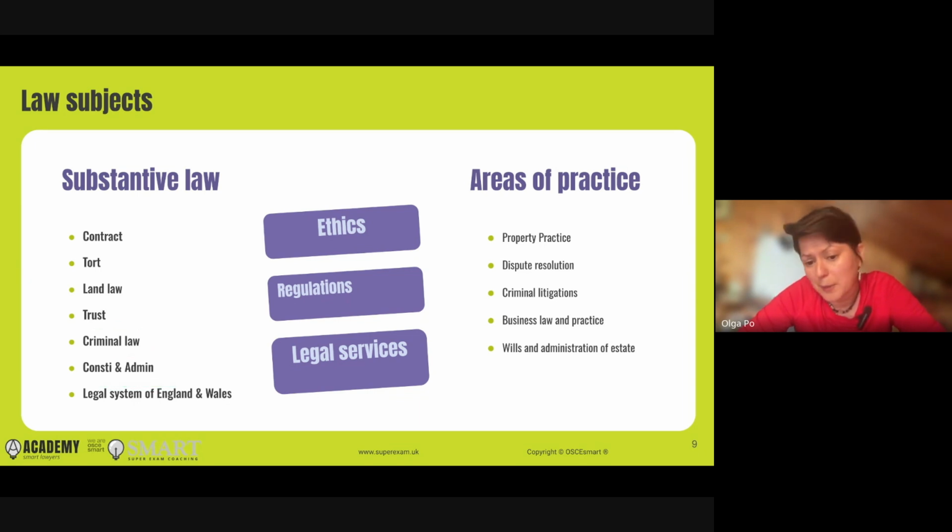Depends on your background, maybe a few things you already know, but then other things you definitely need to learn from scratch as to this subject. And then the legal system of England and Wales, technical subjects such as legal services, professional conduct, solicitors' accounts as well. And then we have areas of practice.